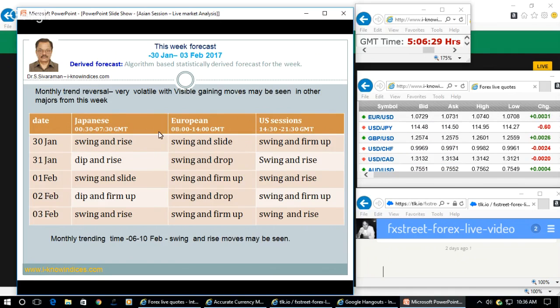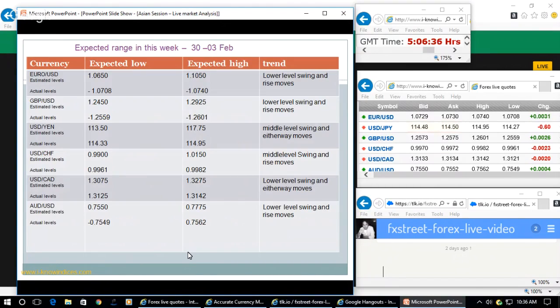So that way you will be able to do swing trades either way during this monthly trend reversal time. Now the expected levels this week: the euro could come down to 1.0650. The low they set today is 1.0708, and they could go to the 1.10 area. In the case of GBP, they have shown the low as 1.2559. They could come down to 1.2450 and then go quickly to the 1.29 area.